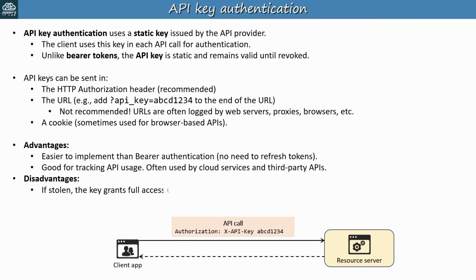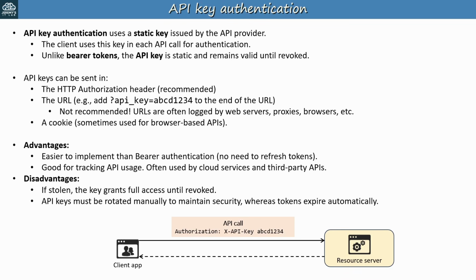One problem is that, if stolen, the key grants full access until revoked. It doesn't automatically expire. So API keys must be rotated manually to maintain security, whereas the tokens used in bearer authentication expire automatically. Okay, that's all for API key authentication.